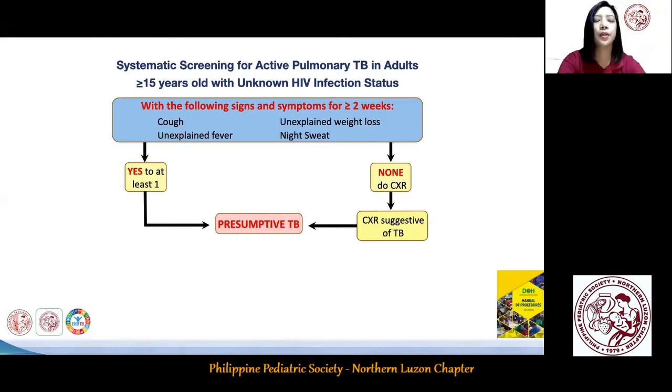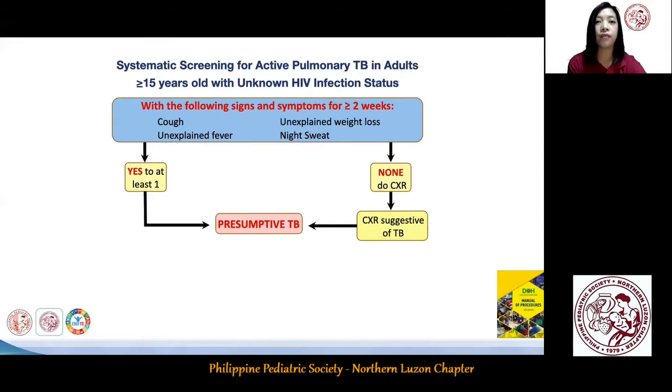Again, our patient presented with 3 months history of fever. In the diagnosis of TB in adults and adolescents who are more than 15 years of age, they may be considered as having presumptive tuberculosis if they have the following signs and symptoms that last for 2 weeks or more: cough, unexplained fever, or unexplained weight loss and night sweats. If they have at least one of these signs and symptoms, then you can consider them as having presumptive tuberculosis.